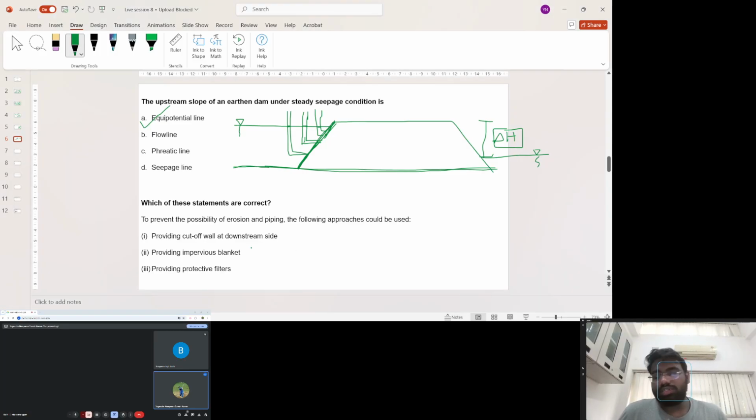So coming to the next question: to prevent the possibility of erosion and piping, which of the following approaches could be used? Providing a cut-off wall at the downstream side, providing an impervious blanket, providing protective filters. Providing a cut-off wall at the downstream side: a cut-off wall is nothing but a sheet pile.